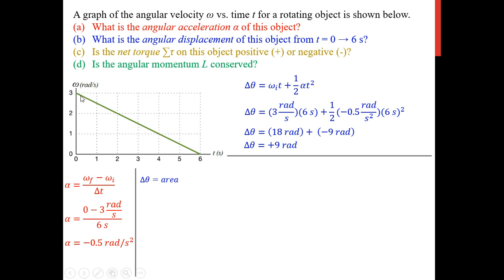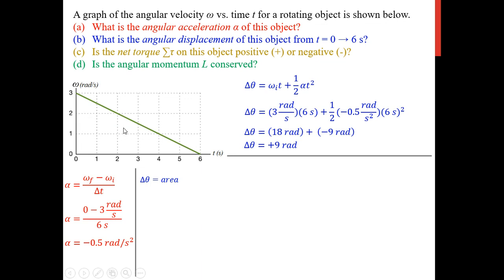From your linear kinematics day, hopefully you understand that the area beneath the velocity versus time graph is your displacement. Okay, and we can use that same strategy here. This is given as an omega versus time graph, which is angular velocity. So the same information can be pulled.